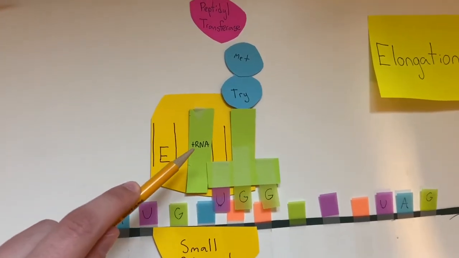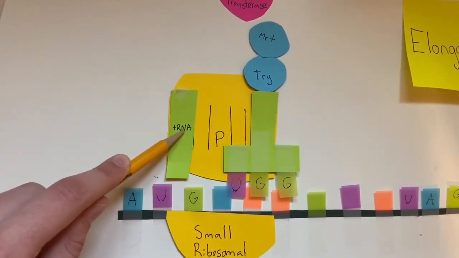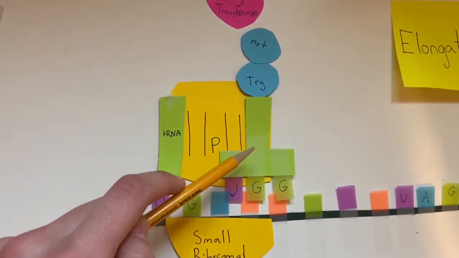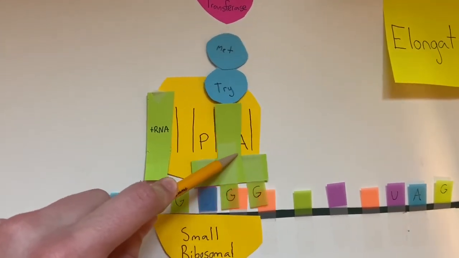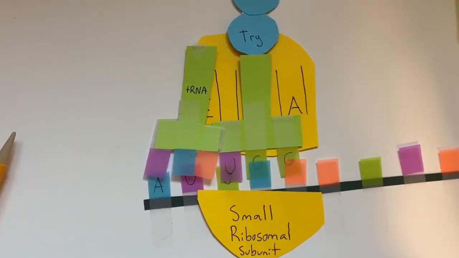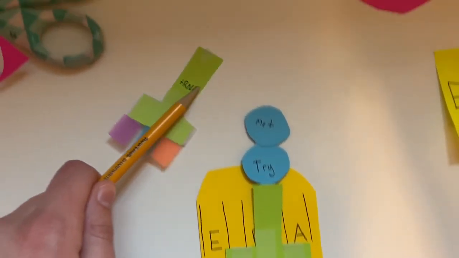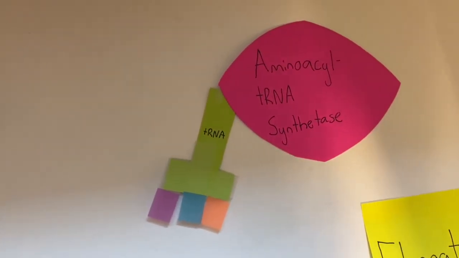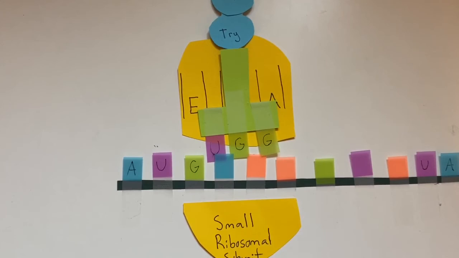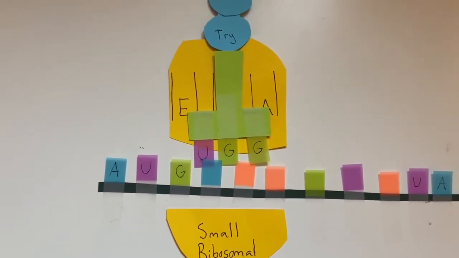Finally, the tRNA that is in the P site but no longer has amino acids attached moves to the E site, and the tRNA that was in the A site that now has the polypeptide chain moves to the P site. The tRNA that is in the exit site then leaves the ribosome and goes back to the aminoacyl tRNA synthetase, where it begins again. This process continues until it reaches a stop codon in the mRNA.